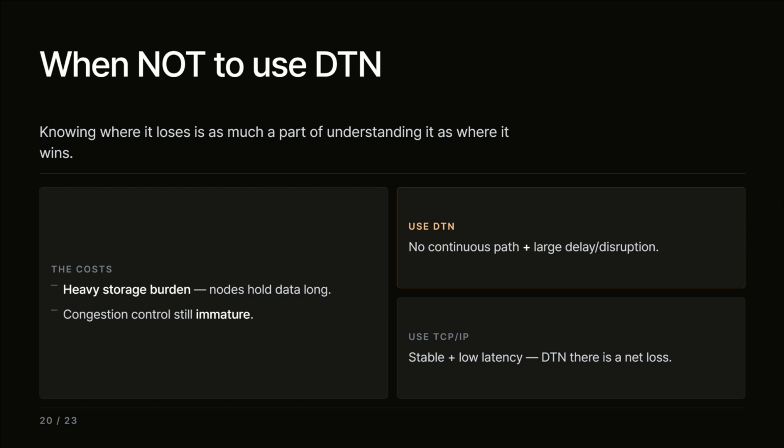So the decision rule is very simple. If communication paths are frequently disrupted and long delays are unavoidable, DTN is often the right solution. And let's say the connectivity is stable and latency is low. Traditional TCP and IP remains the better choice. Understanding where DTN loses is just as important as understanding where it wins.